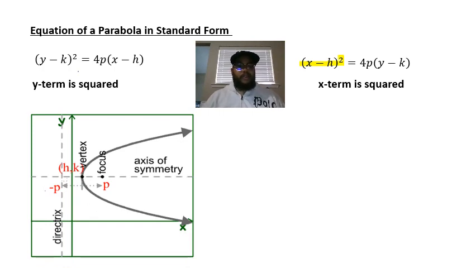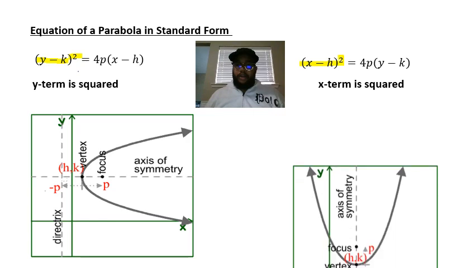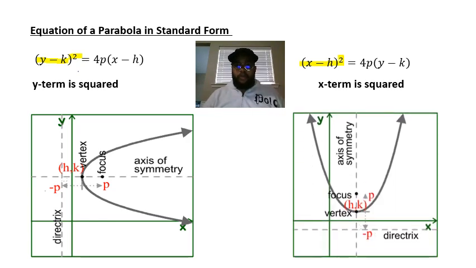Now, the y term being squared makes us open left or right. So when we have the y term being squared, that's where it opens left or right. In this case, it's opening to the right because p is positive. Now, what you'll notice is that we have different parts of this parabola. I'm going to get into that on the next slide. But the important part for this slide is that when y is squared, it's going to open left or right. When x is squared, it's going to open up or down. In this case, it's opening up because p is positive.